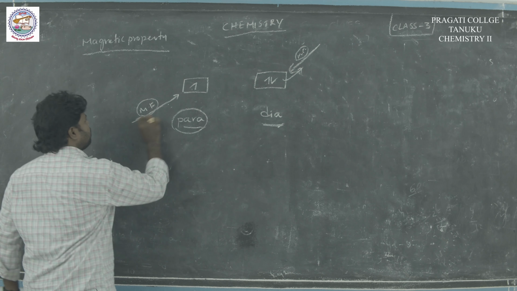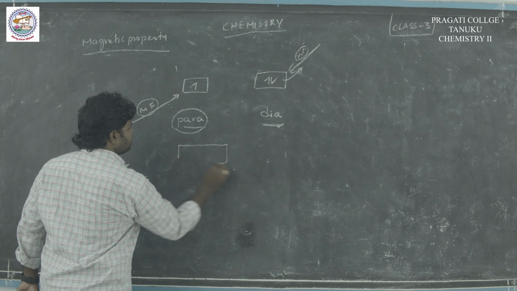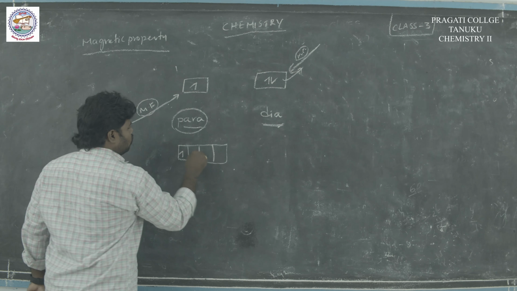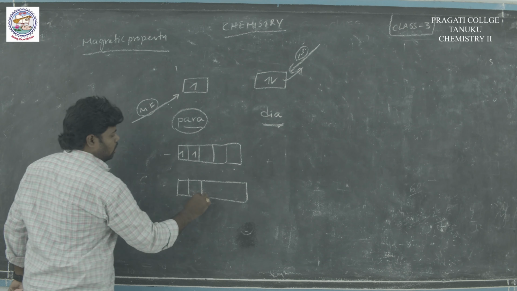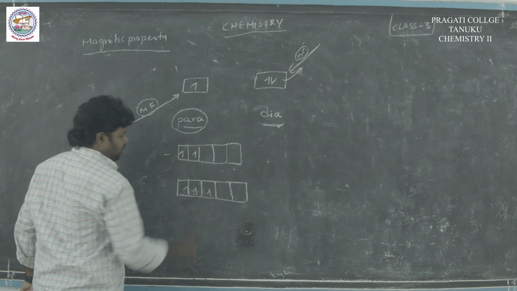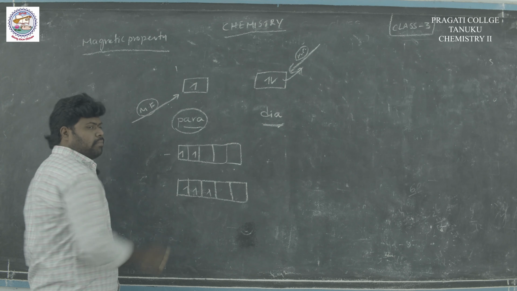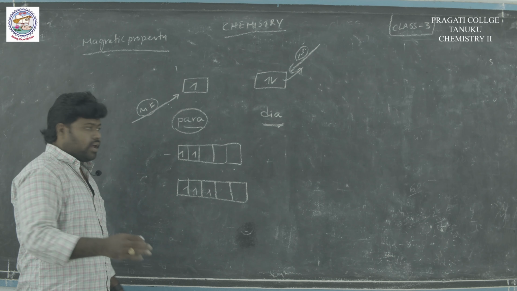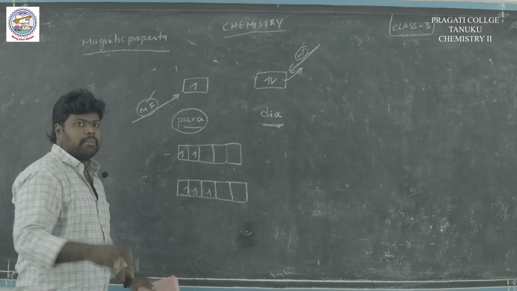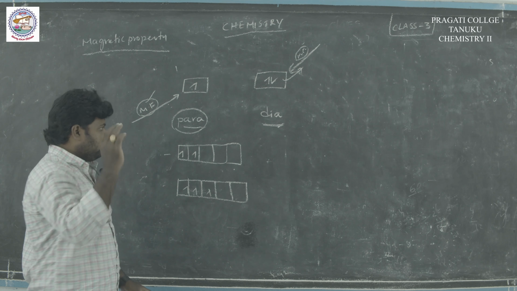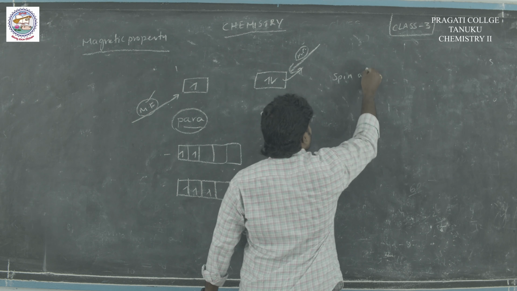For example, this is substance 1, then substance 2 having 2 unpaired electrons, and substance 3 having 3 unpaired electrons. As the number of unpaired electrons increases, the absorption of the magnetic field also increases. We calculate how much of the magnetic field is absorbed by the substance using a spin only formula.